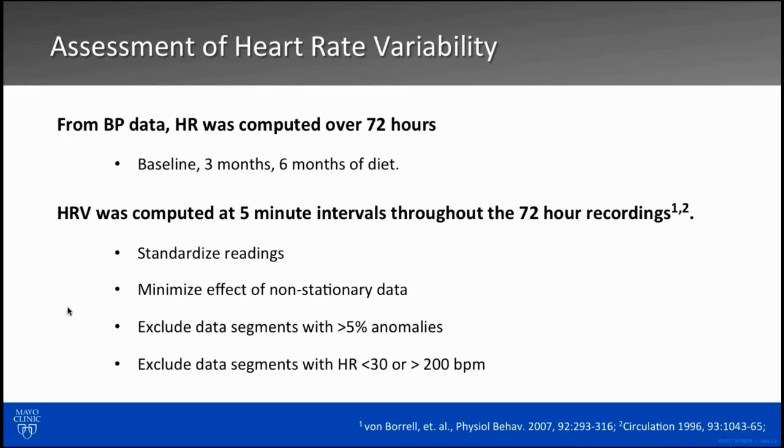And that was computed at 5 minute intervals. Utilizing 5 minute intervals gives us a larger number of beats to analyze, simply because the large animal has a much lower heart rate in comparison to a mouse, for example. We standardized our readings. We did try to minimize the effect of non-stationary data. And we did some of that by excluding the data segments that had greater than 5% anomalies within the software, and excluded data segments that were associated with heart rates of less than 30 beats per minute or greater than 200 beats per minute. And all of this information, these parameters were selected due to previously published reports by Van Borel et al. in Circulation in 1996. Those are based on farm animal recommendations, since we are working with a swine model.